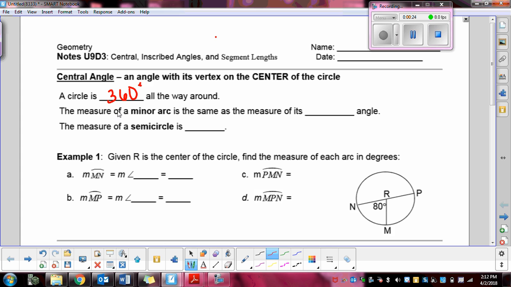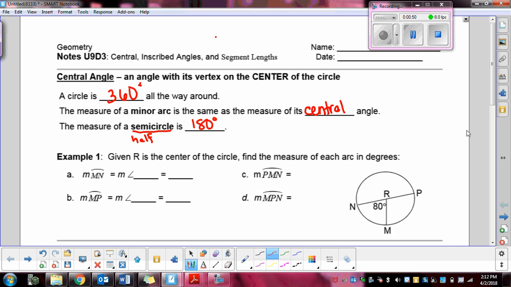The measure of a minor arc is the same as its central angle. So whatever the central angle is, that will be the same as the minor arc. A semicircle, semi meaning half of a circle, is exactly 180 degrees. So that's half. So N to P is half of a circle.